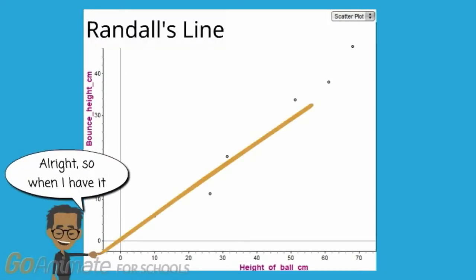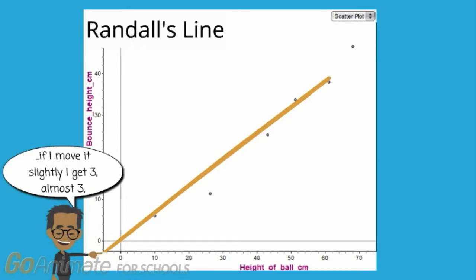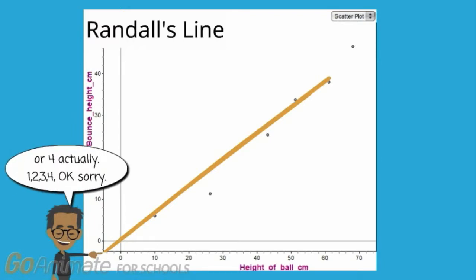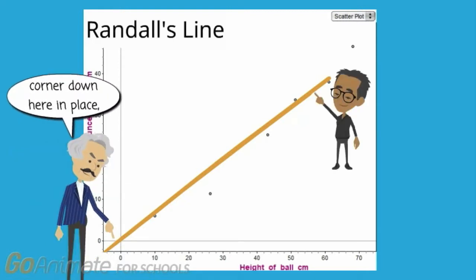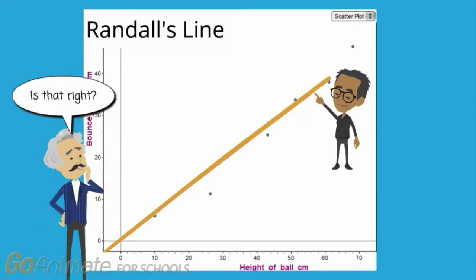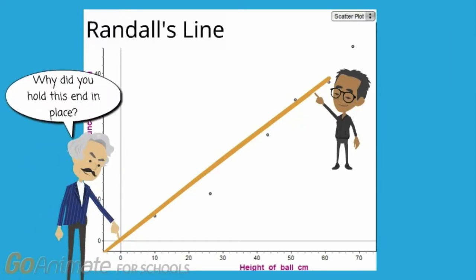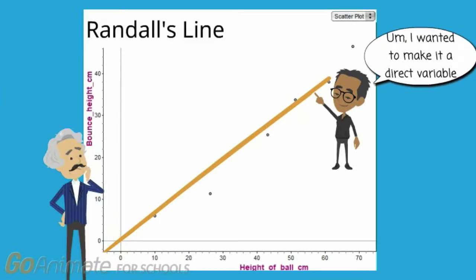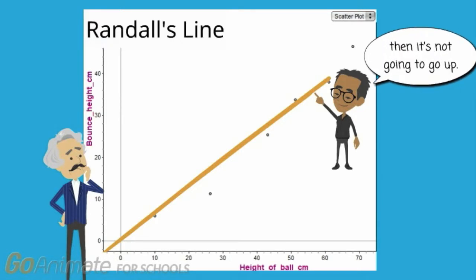Alright, so when I have it, there's 2 dots on the spaghetti. So if I move it slightly, I get 3, almost 3, or 4 actually. 1, 2, 3, 4. Oh, okay, sorry. Alright, it looked to me like you were holding this corner down here in place and just moving the other end. Is that right? Yes. Why did you hold this end in place? I wanted to make it a direct variable, where it starts at 0, 0, because if you don't drop it, then it's not going to go up.